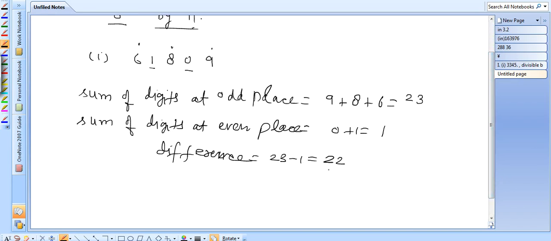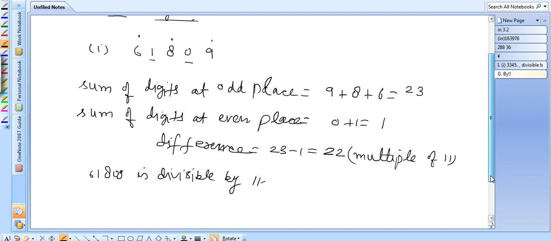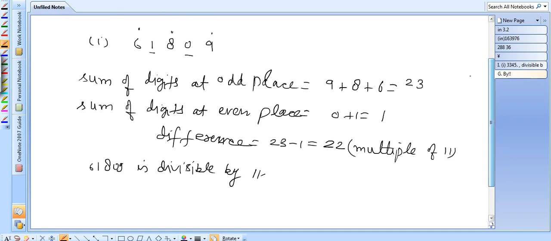Finally, the difference is 22 and it is divisible by 11. So the given number is divisible by 11. So write in the bracket, you can write it is multiple of 11. So we write the answer 61809 is divisible by 11. This part is finished. Note it down.